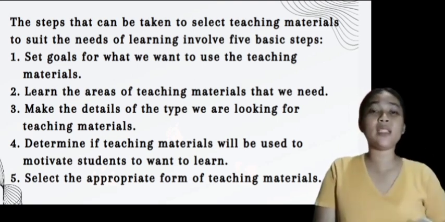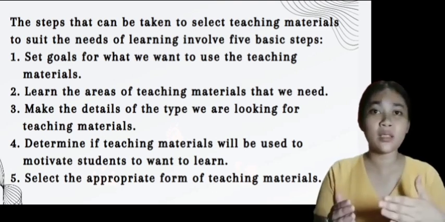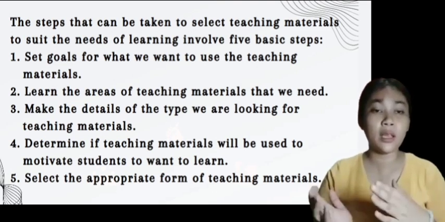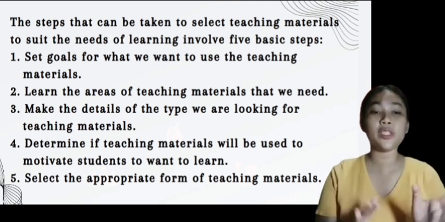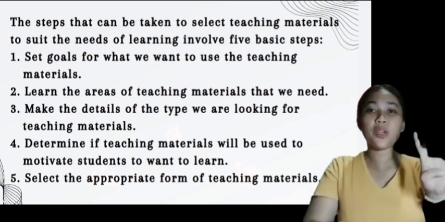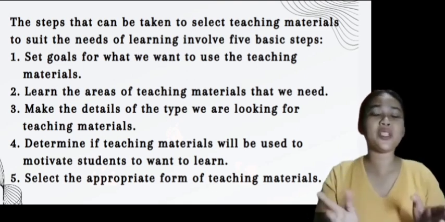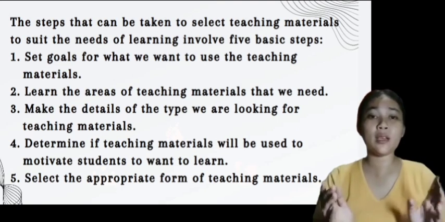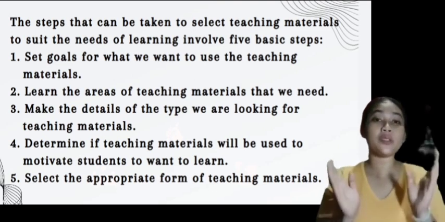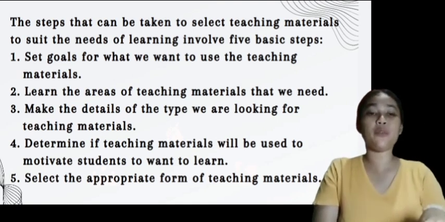Number three, make the details of the type of teaching materials that we are looking for. So as a teacher, we must make some details of what we are looking for, or how to improve our teaching materials, or find ways for our teaching materials to be effective when we teach our students. Number four, determine if teaching materials will be used to motivate students to learn. So as a teacher, we must determine our teaching materials on how to motivate our students on what they want to learn and what they must learn. Number five, select the appropriate form of teaching materials.